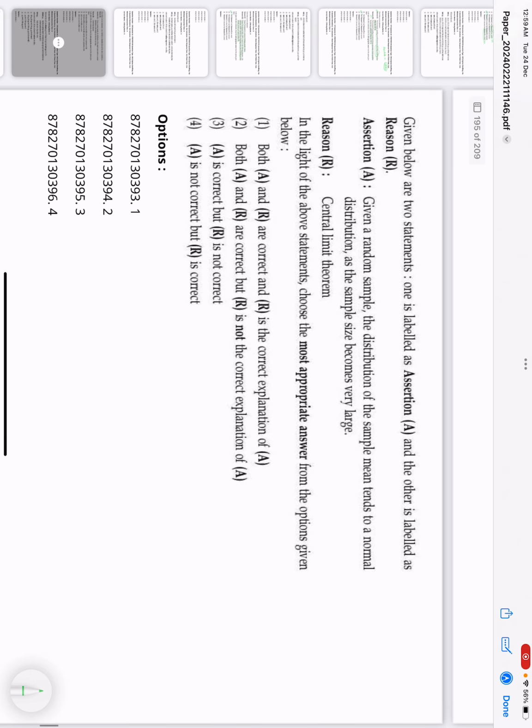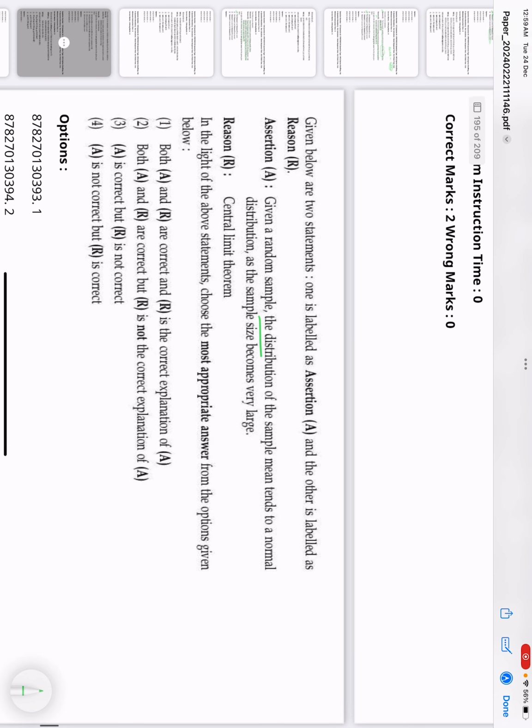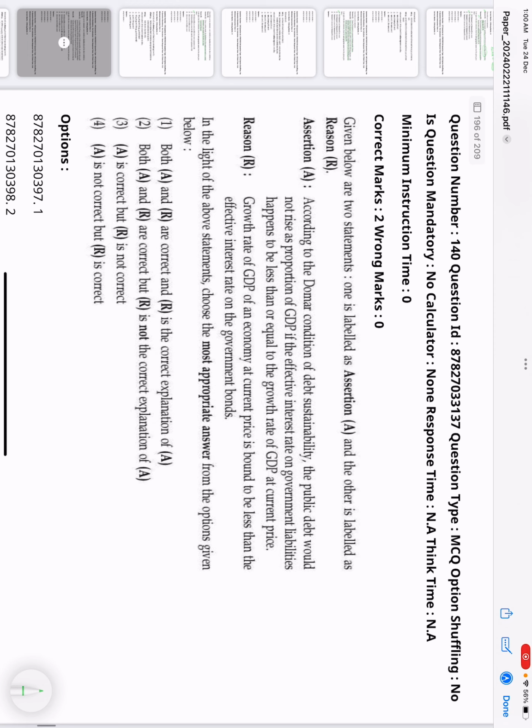Okay, 139. Given a random sample, the distribution of the sample mean tends to a normal distribution as the sample size becomes very large. And this is one of the properties of the central limit theorem only. So both A and R are correct, and R is the correct explanation of A. Okay, now coming to the 140th question. I'll try to wind it up quickly.